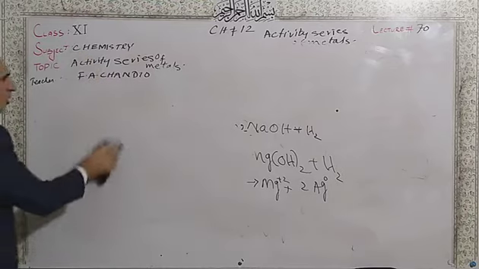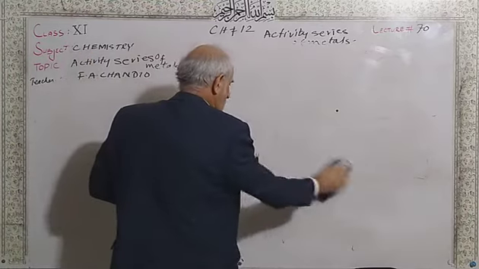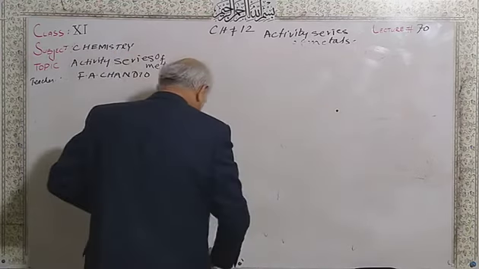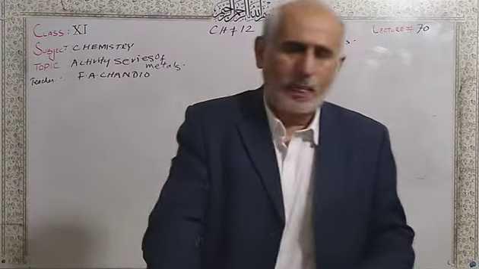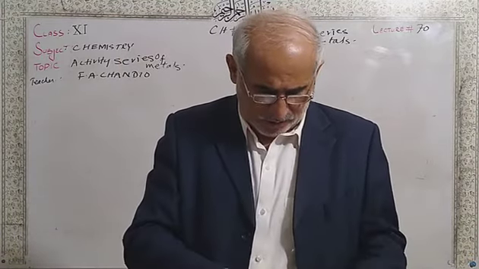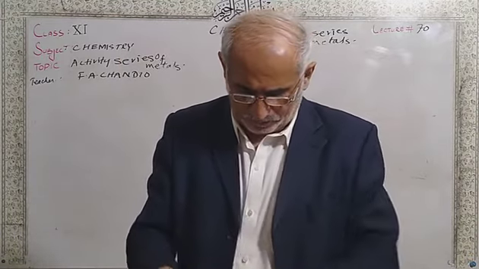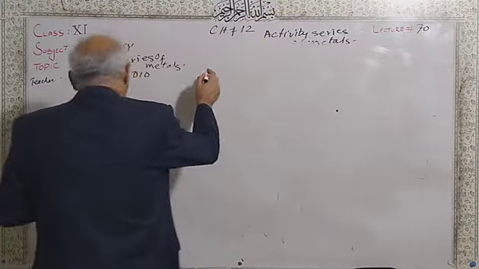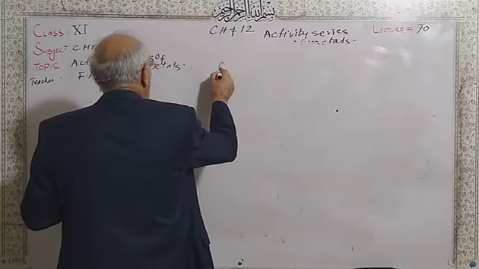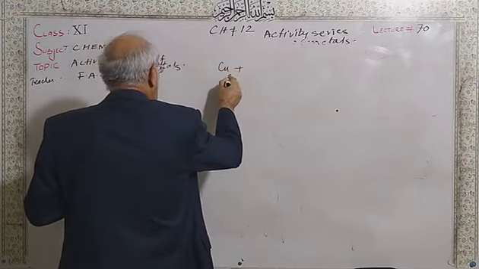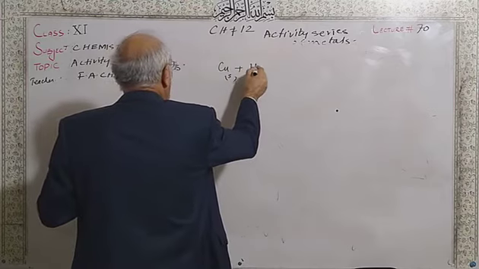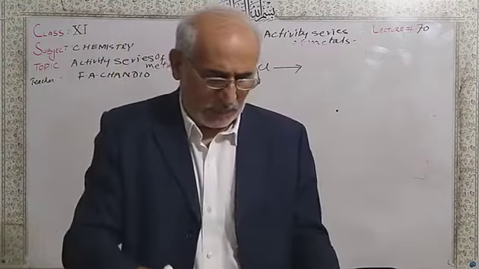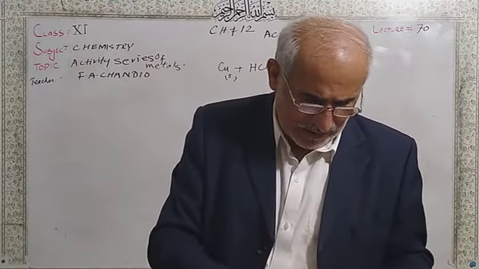With values you have to calculate the electrode potential, the cell potential, and without values you just have to explain whether the chemical reaction is feasible or not according to the activity series. Copper, this is question number 15. Copper, solid, and HCl.